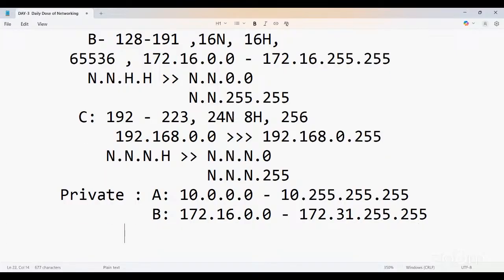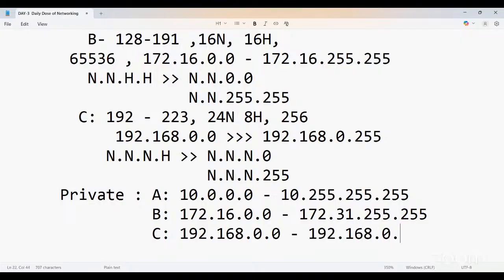Class C is 192.168 dot, either you can use 0.0 or 1.0, and anything will work, up to 192.168.0.255. This is the range. So every network has a private range.